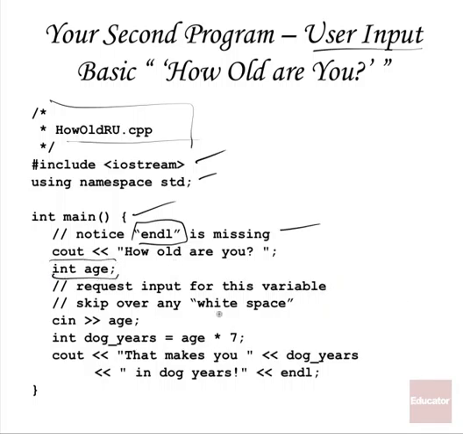And it skips over any white space and stops as soon as it gets white space. So here is the extraction operator. Cin is the console input stream. And we're going to put that into our age variable. Then we're going to calculate dog years as an integer, equal to whatever the user types in as input multiplied by 7. This is the multiplication operator. And then we'll print out the value of this variable in dog years.